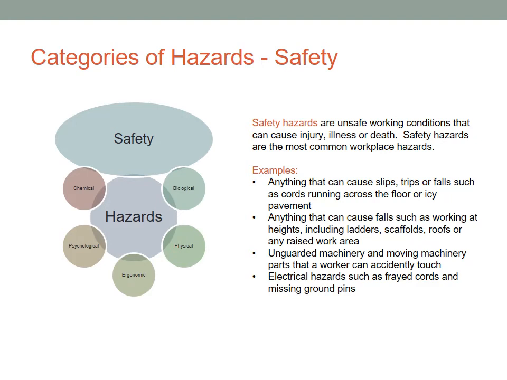Safety. Safety hazards are unsafe working conditions that can cause injury, illness, or death. Safety hazards are the most common workplace hazards. Examples include anything that can cause slips, trips, or falls, such as cords running across the floor or icy pavement. Anything that can cause falls, such as working at heights, including ladders, scaffolds, roofs, or any raised work area. Unguarded machinery and moving machinery parts that a worker can accidentally touch. Electrical hazards, such as frayed cords or missing ground pins.